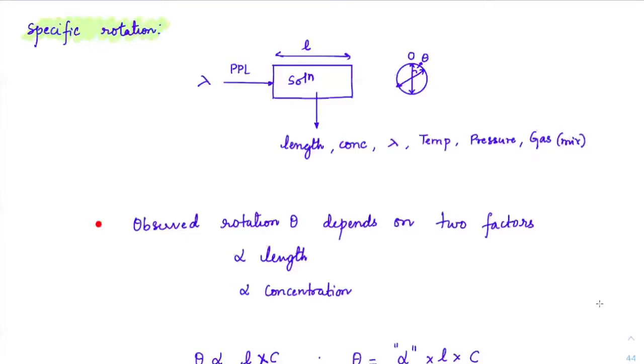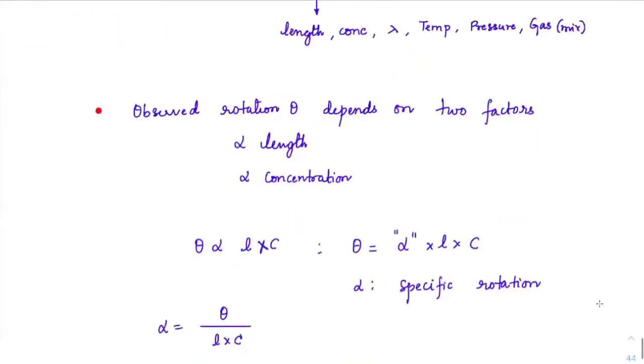But anyways, mainly this theta, in our regular cases, depends upon two important factors. One is length and concentration. Rest of the factors are slightly ignorable. So the most important dependency is on the length of the tube and concentration. So we can say that this theta will be dependent on the length and concentration. So if I remove this proportionality, I will get a proportionality constant alpha, and that is called specific rotation. And specific rotation alpha can be defined as theta by L into C, length into concentration.